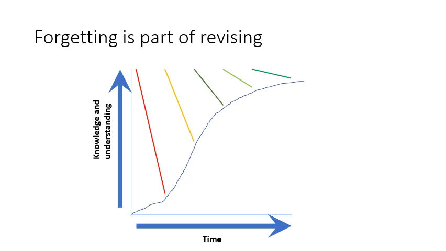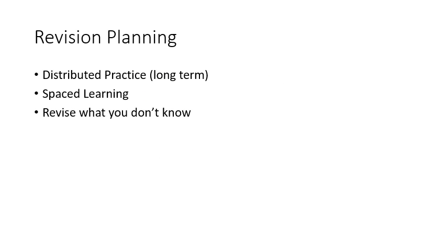But keep going and eventually the hard work will pay off. So the key to successful revision is revision planning. You need to make sure that you are planning your revision to be over a long period of time with distributed practice. And it should also be spaced learning. So you keep going back over different topics at different times. So you can help to develop your brain and be able to access that information.